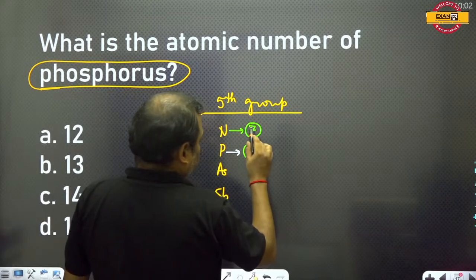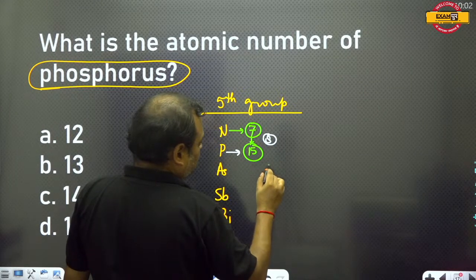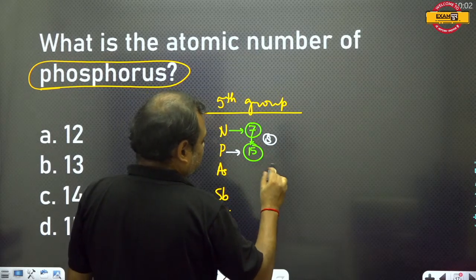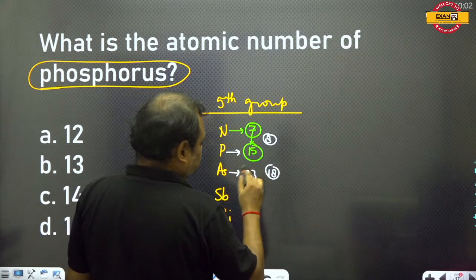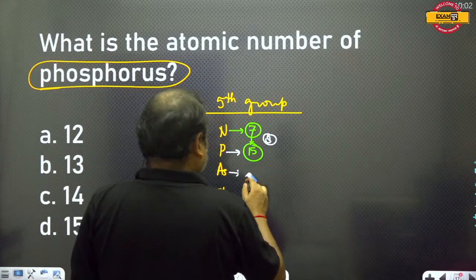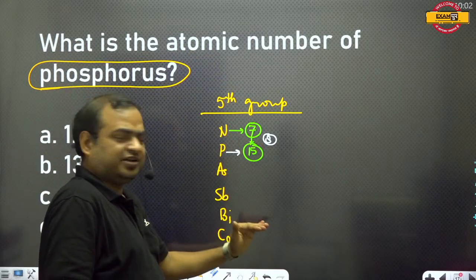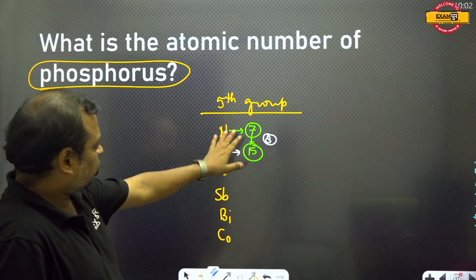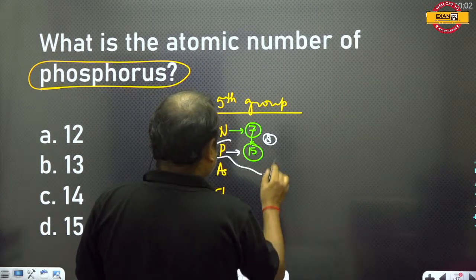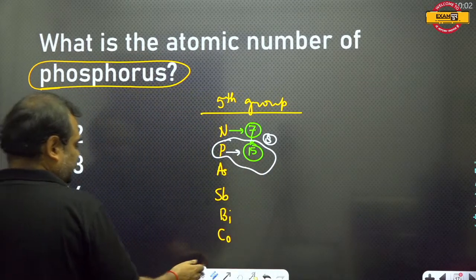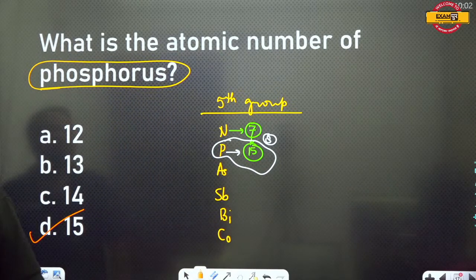7 plus 8, this is 15. Now if you add 18, then you will get the atomic number of arsenic, and this will be equal to 33. So by adding 8, then 18, and like this, you will get the atomic number of the remaining atoms. So here the question is, what is the atomic number of phosphorus? And the correct option is 15. So this is the correct answer.